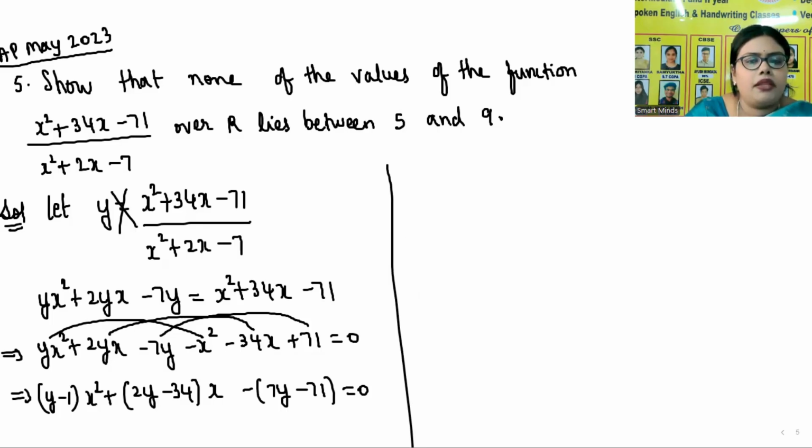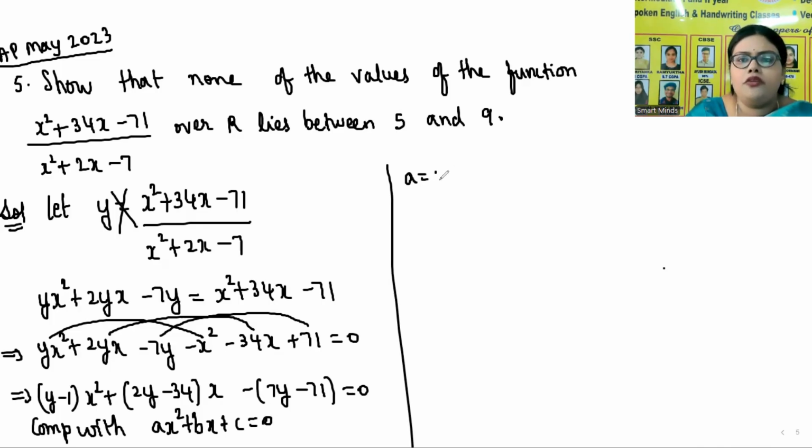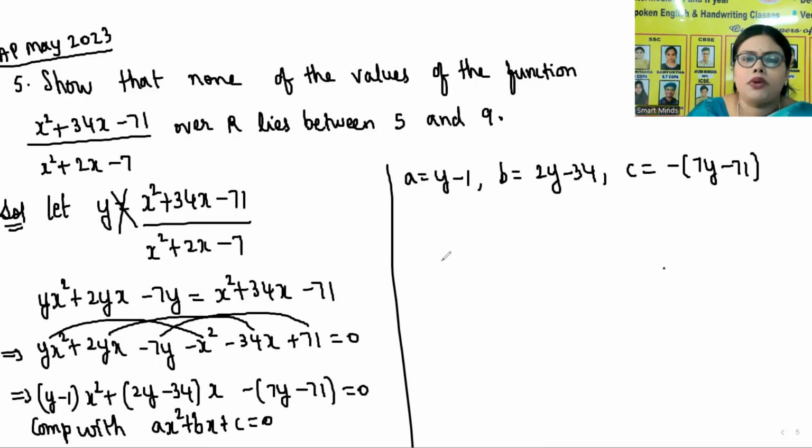Now we are comparing this equation with the standard quadratic form ax square plus bx plus c equals 0. In the place of a you have y minus 1, in the place of b you have 2y minus 34, and in the place of c you have minus of (7y minus 71). Now since x is real, or we can write since x belongs to R, discriminant is greater than or equal to 0.